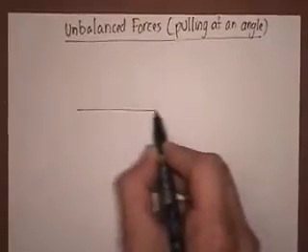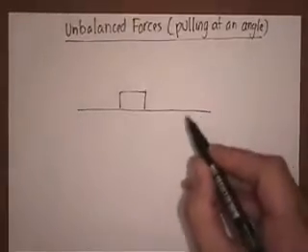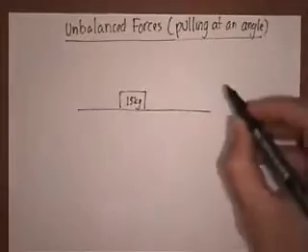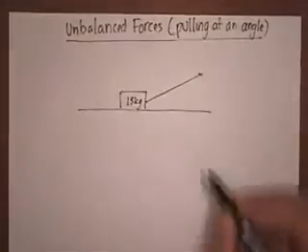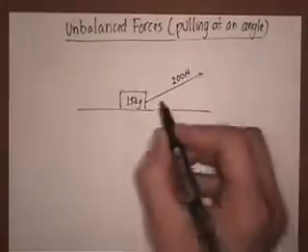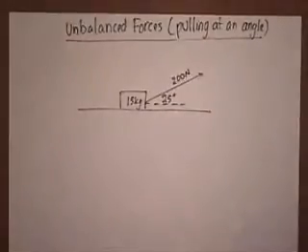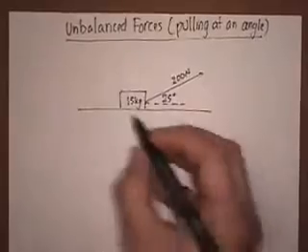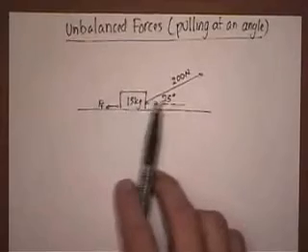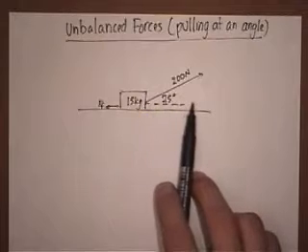Our general situation is going to be an object on a flat surface, and we'll call the object 15 kilograms. You're going to have a force pulling up at some angle. Let's call the force 200 newtons, and the angle 25 degrees. These will become a little more difficult because we're going to have a force of friction as well. The force of friction is always going to go in the opposite direction of your applied force.